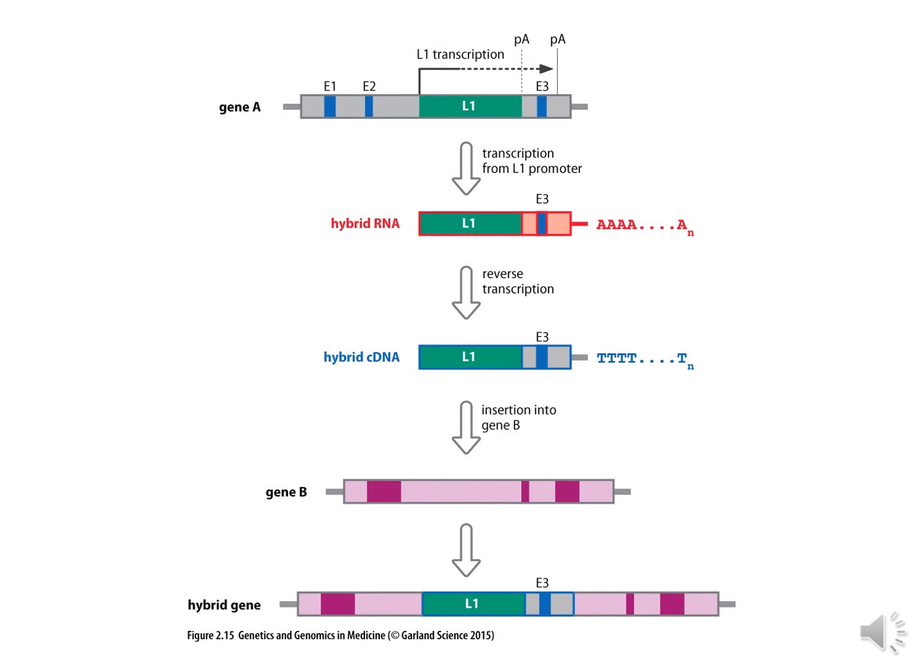The resulting RNA copy contains a transcript not just of the L1 sequence, but also of a downstream exon. The L1 reverse transcriptase machinery can act on the extended poly-A sequence to produce a hybrid cDNA copy that contains both the L1 and E3 sequences. Subsequent transposition into a new chromosome location may lead to the insertion of exon 3 into a different gene. And this concludes Module 3.